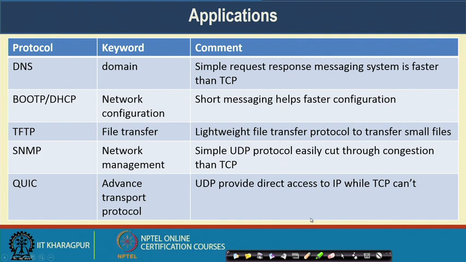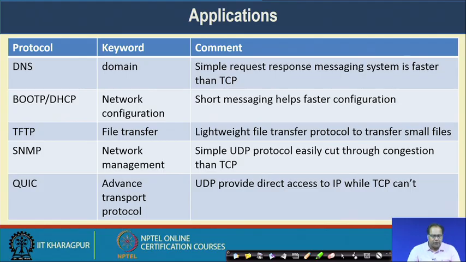Now, there are multiple applications that use UDP, as we have looked at earlier. The DNS protocol, the domain name system protocol, is a simple request-response message, so we require it to be faster than TCP, and we apply UDP there. Then BootP or DHCP are network configuration protocols. Again, they are short messaging protocols, which help faster configuration of devices. TFTP, the trivial file transfer protocol, is a simple lightweight file transfer protocol to transfer small files. SNMP, the simple network management protocol, is again a simple UDP protocol, which cuts through congestion more easily than TCP.